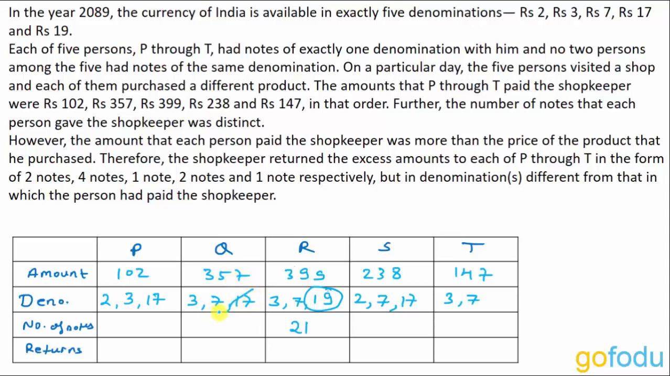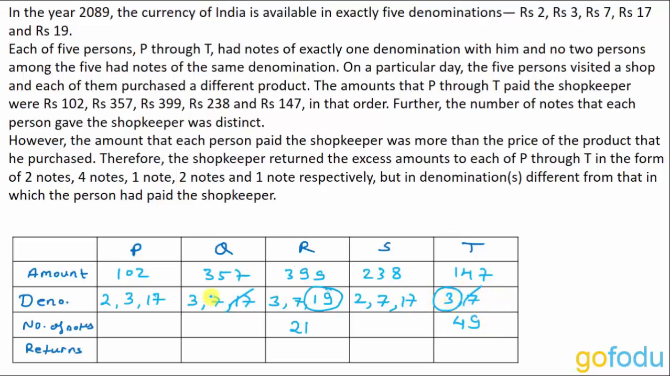So 17 definitely cannot be the denomination in which Q paid the shopkeeper. Also 7 into 21 is 147, so it is also not possible. So now for T we only have 3. So 3 into 49 is 147. So T must have paid 49 notes of the denomination 3 to the shopkeeper.